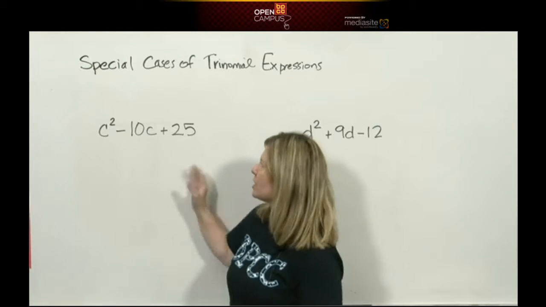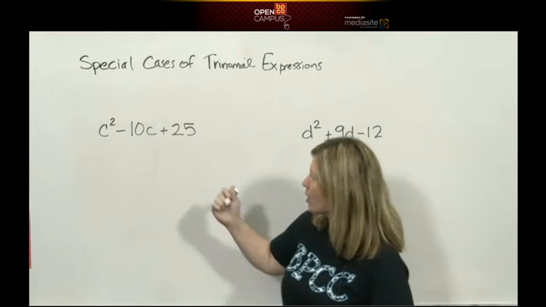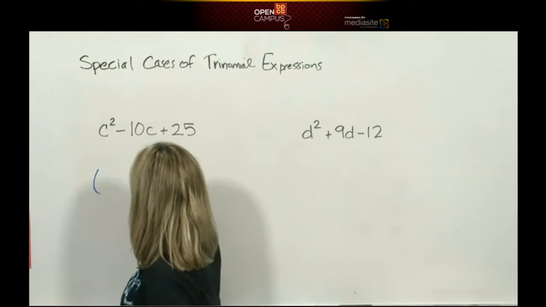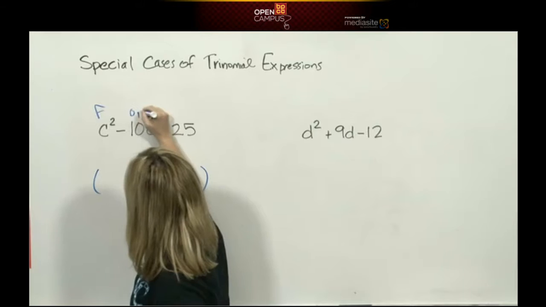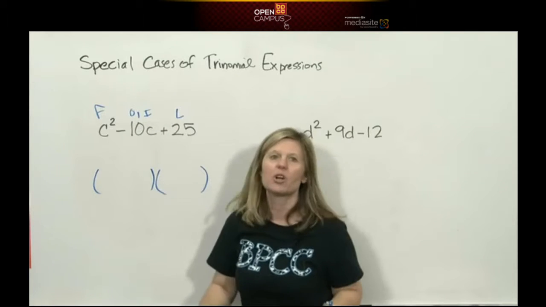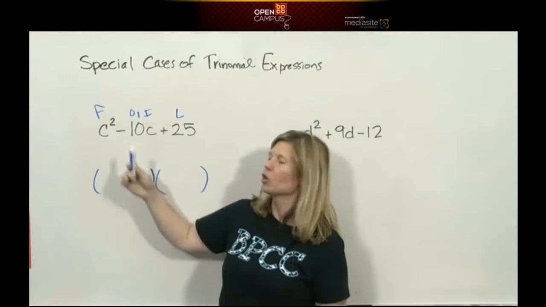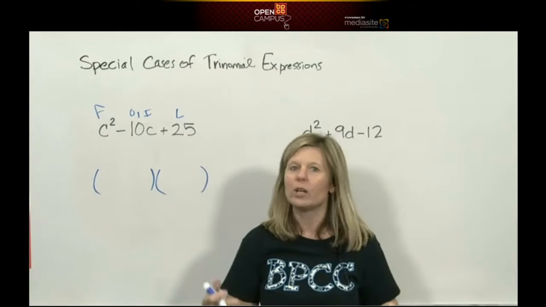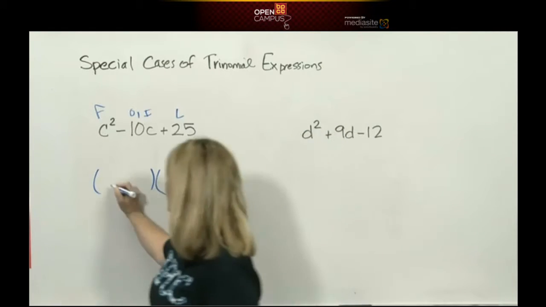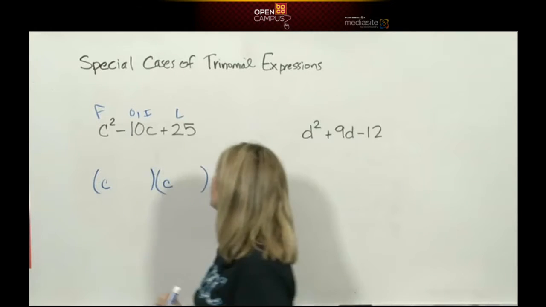So there's no GCF. Because it's a trinomial, our first gut is to put our two sets of parentheses, and we know we're doing backwards FOIL. So we start with the first term. What can multiply to C squared? Because the leading coefficient is 1, we know this is easy. There's only one option. It's C times C.